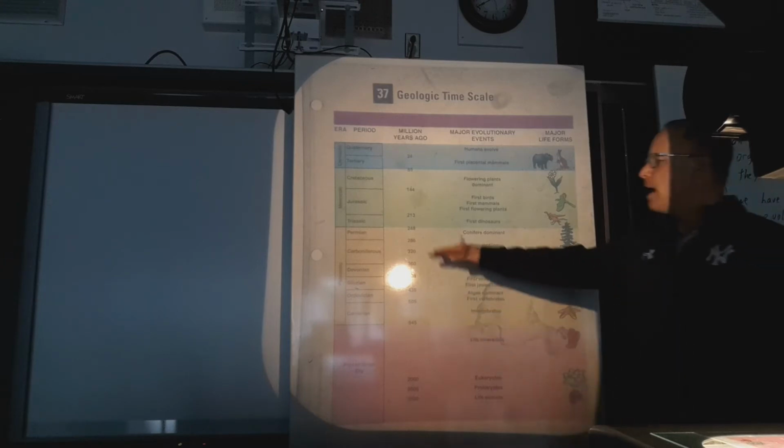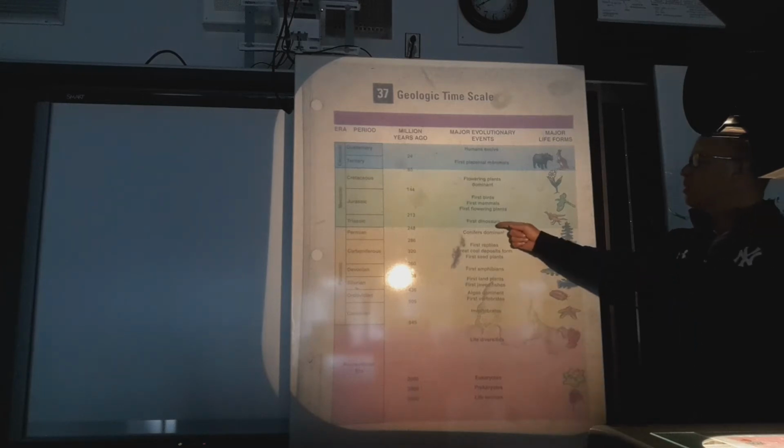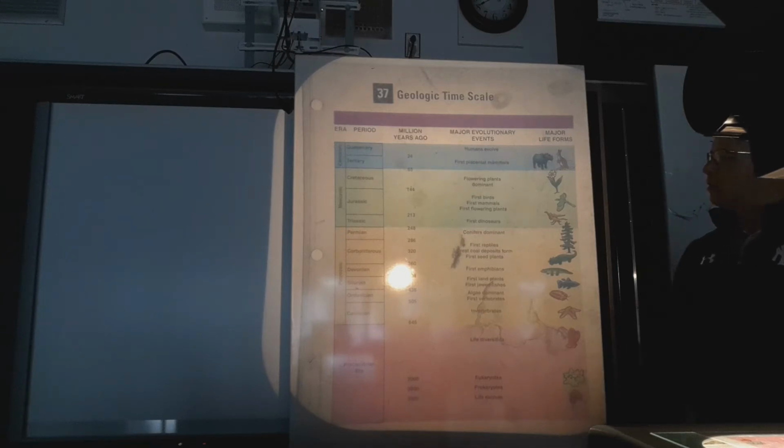There was a big mass extinction at 248 million years ago called the Permian extinction. It was caused by massive volcanoes. We saw a quick change there. After that, the dinosaurs evolved. Flowering plants, mammals, birds, and flowering plants became very dominant.